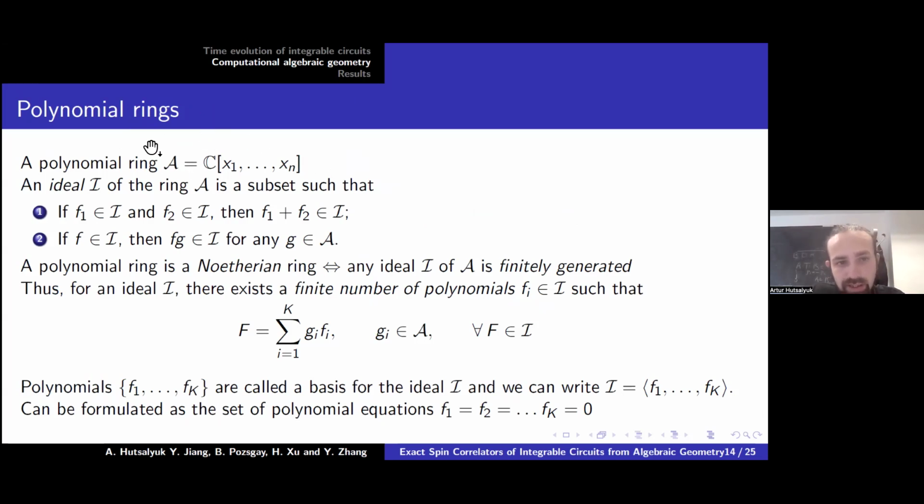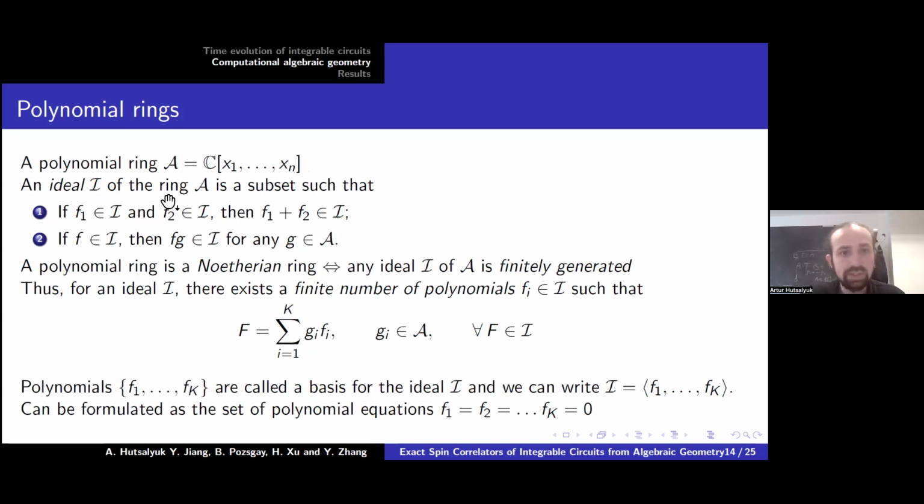So let's introduce a few mathematical objects. First of all, I want to introduce the polynomial ring. It's the set of all functions that are polynomial functions of n variables x1, ..., xn. Definitely this set of polynomials satisfies the ring conditions. You can add polynomials, you can multiply polynomials, you still get a polynomial at the very end.